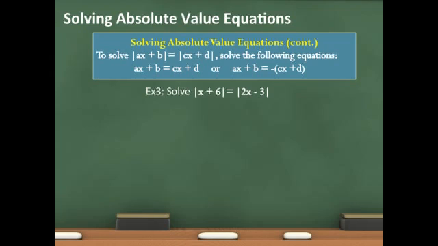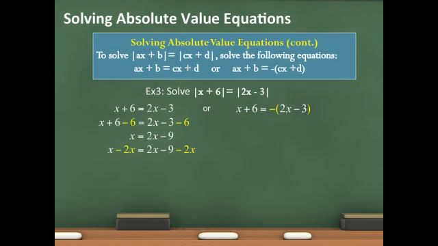In example 3, we have the absolute value of x plus 6 equals the absolute value of 2x minus 3. We rewrite the problem as x plus 6 equals 2x minus 3, and x plus 6 equals the negative of 2x minus 3. We begin by solving the first equation. First, we subtract 6 from both sides of the equation. Next, we subtract 2x from both sides. We now have the opposite of x equals negative 9. Note that the negative sign in front of the x is really a negative 1. So we proceed to get rid of the negative 1 by dividing by negative 1 on both sides. This gives us x equals 9.